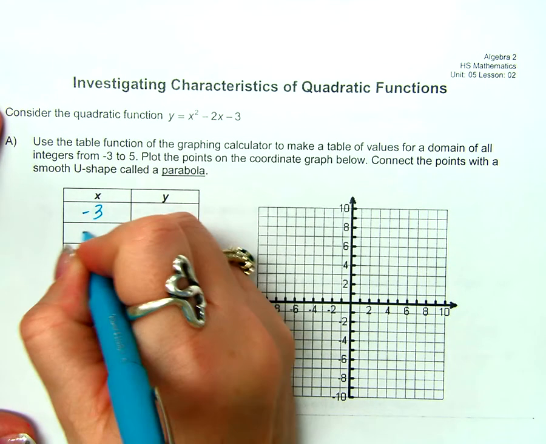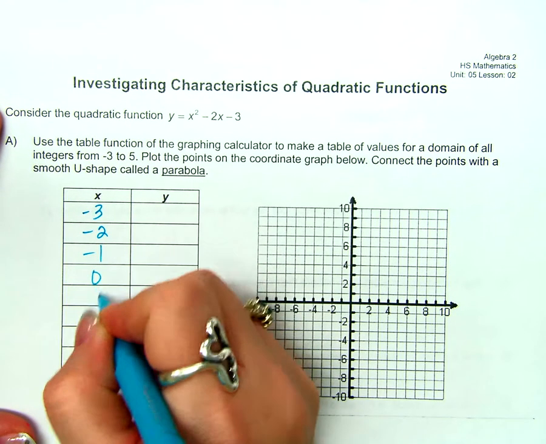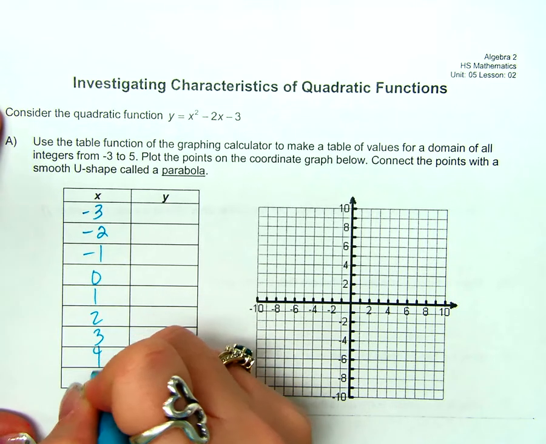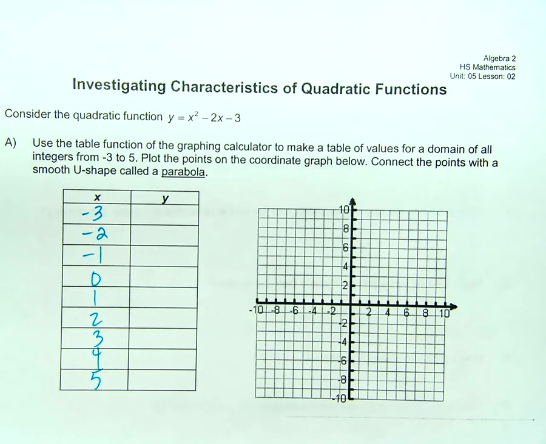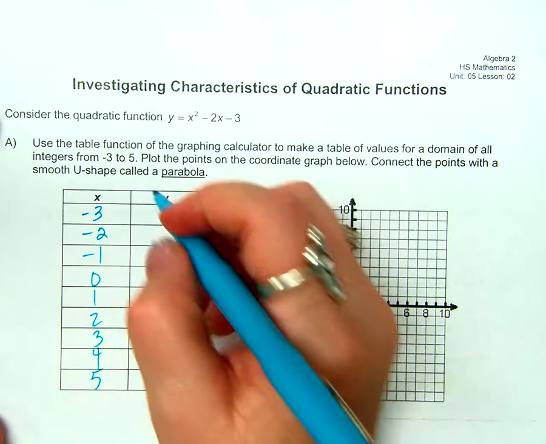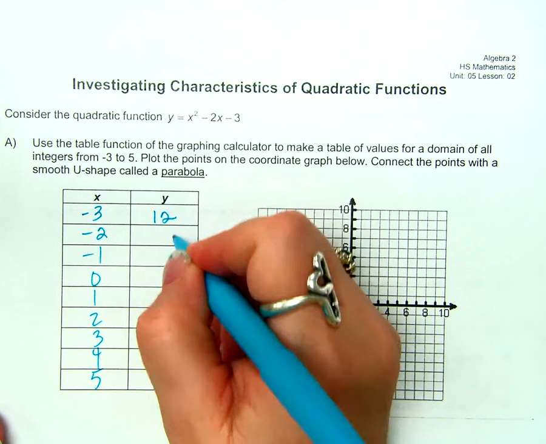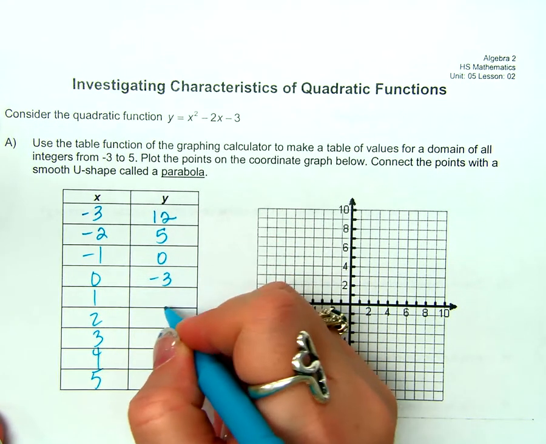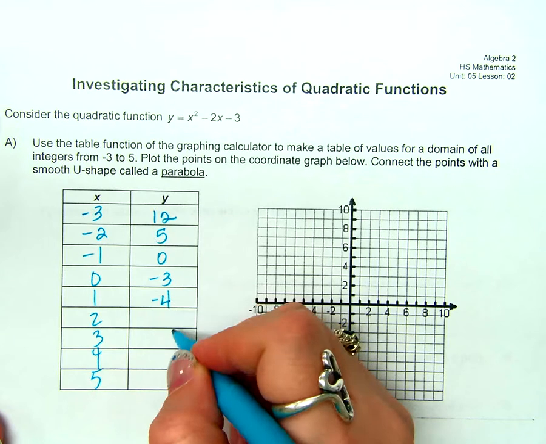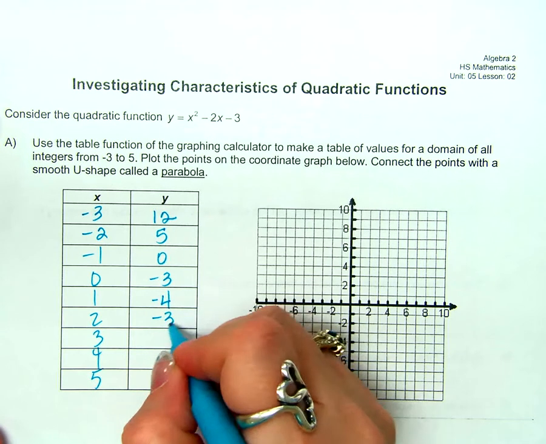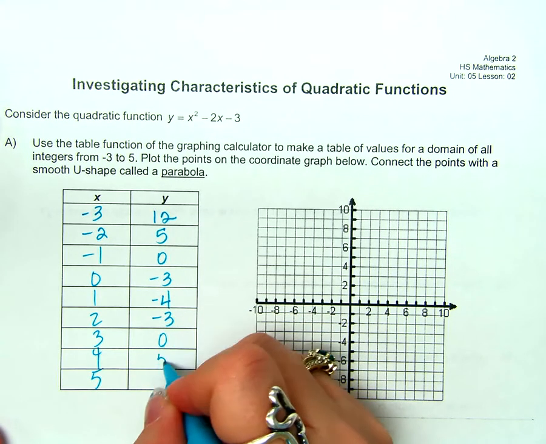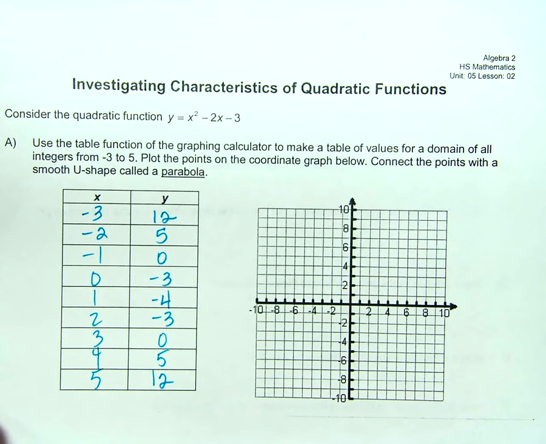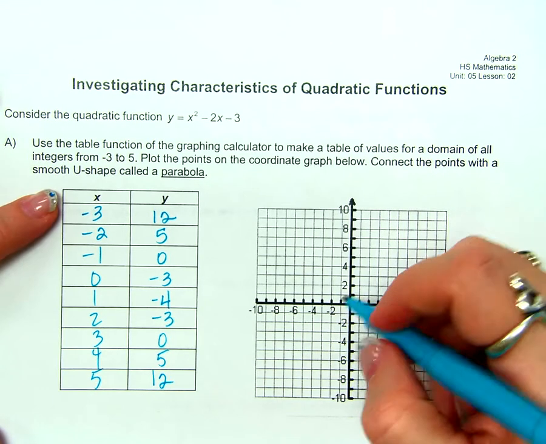So we want our x values from -3 to 5. Putting this into the calculator gives us our y values: 12, 5, 0, -3, -4, -3, 0, 5, and 12. Then we graph those points.